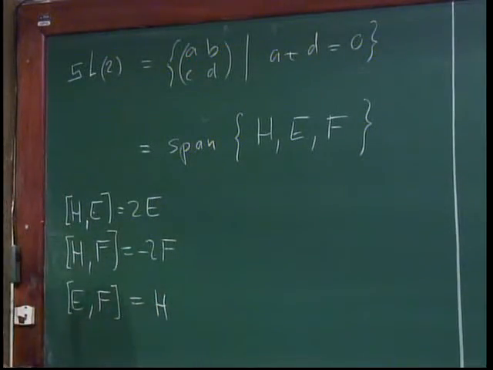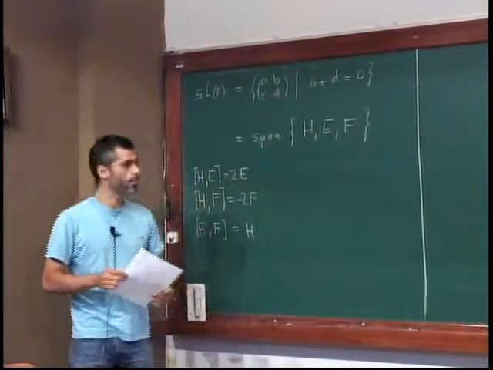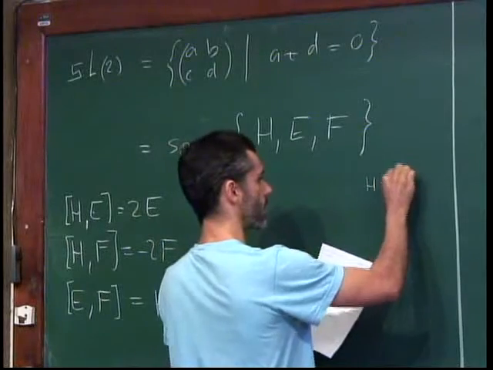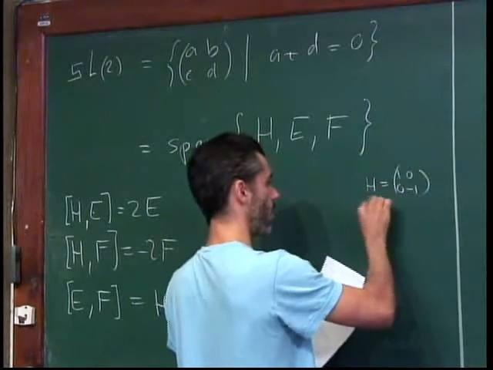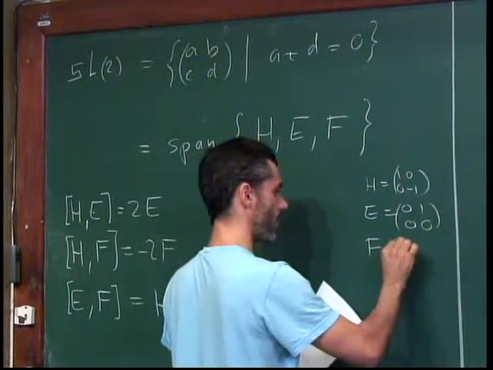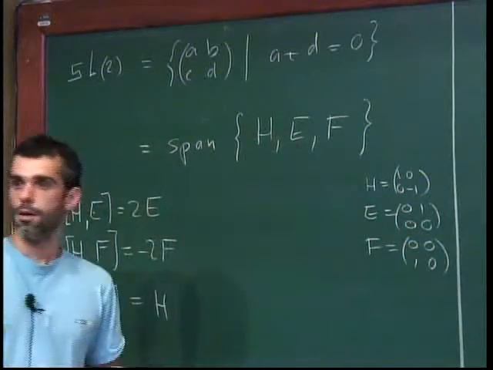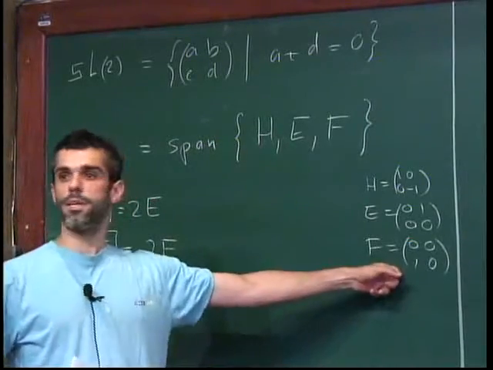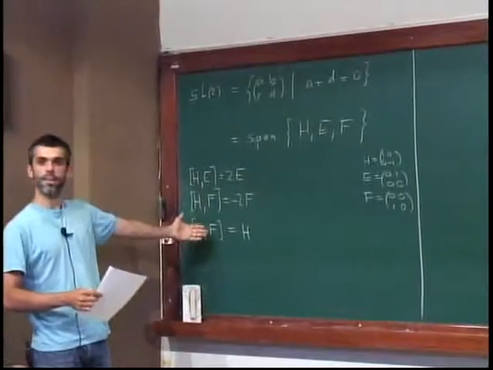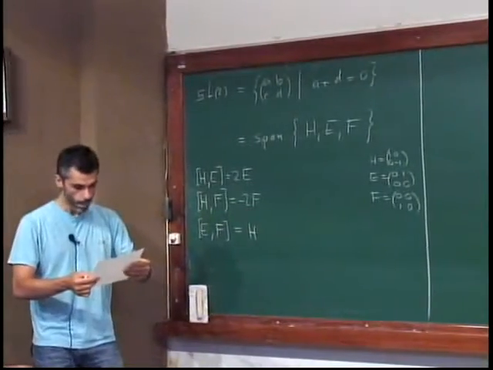And if you like to think of H, E, and F as 2 by 2 matrices, I can tell you what they are. So H is 1, 0, 0, minus 1. E is 0, 1, 0, 0. And F is 0, 0, 1, 0. But this is something I don't care about. I'm going to think of Lie algebras as being given in this particular way. Turns out that it's isomorphic to that.